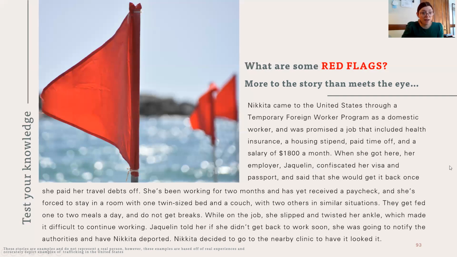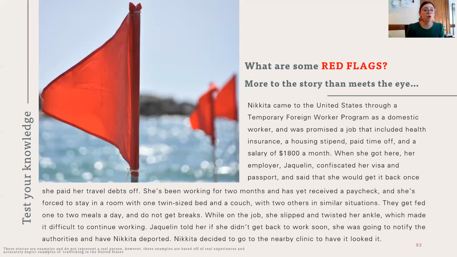She's worked for months and hasn't received any type of compensation for it. The housing she's been provided is not adequate. It's cramped spaces. She doesn't get accurate or adequate meals. And she was threatened that if she didn't continue working, they would contact the authorities. Right? There's always more to the story than meets the eye, and it's important to look at what those red flags could be and understand that something might be wrong, but jumping to conclusions can also cause harm here, right?